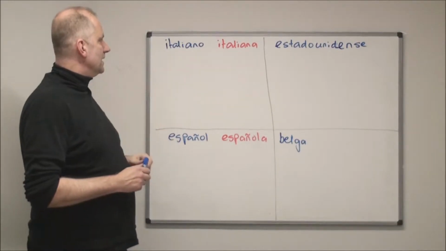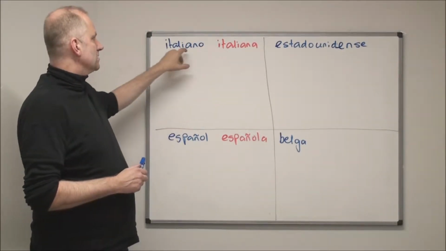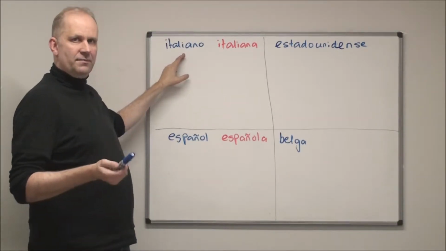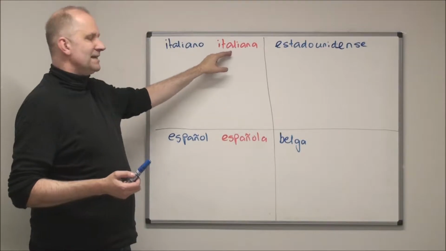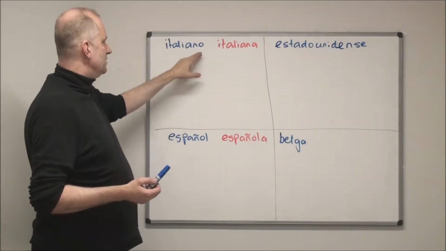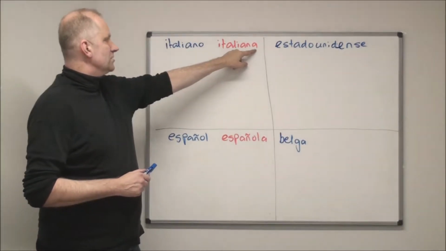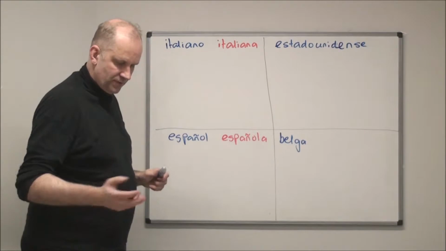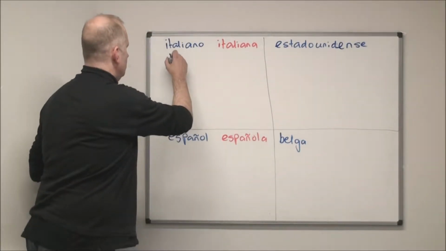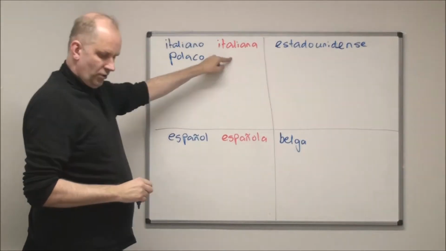Okay, so the masculine is blue, the feminine is red. If you talk about an Italian man, it would be Italiano. For an Italian woman, Italiana. So when the adjective ends with an O for the masculine, the O just changes to A. More examples would be Polacco, Polish, and the female being Polacca.